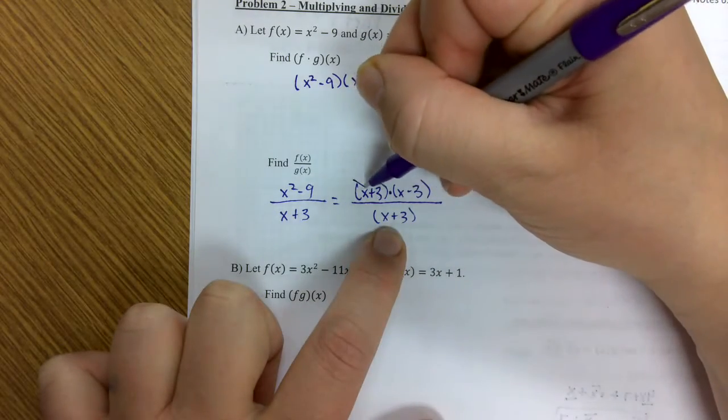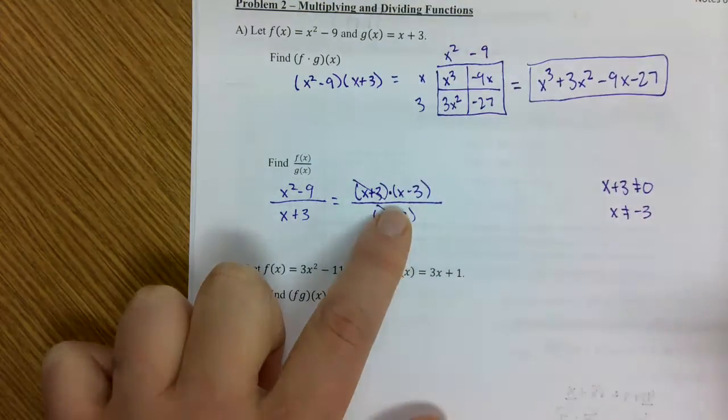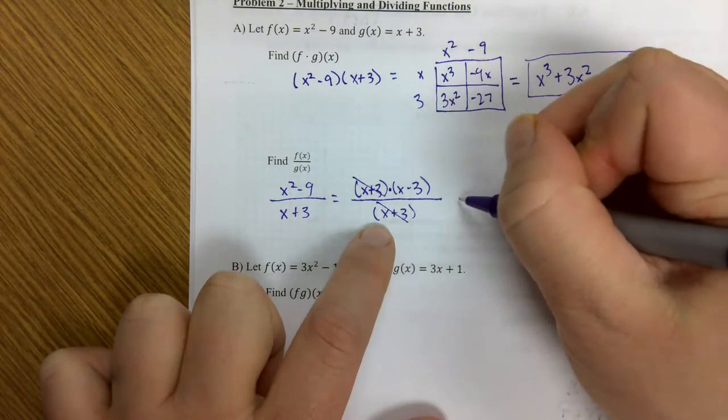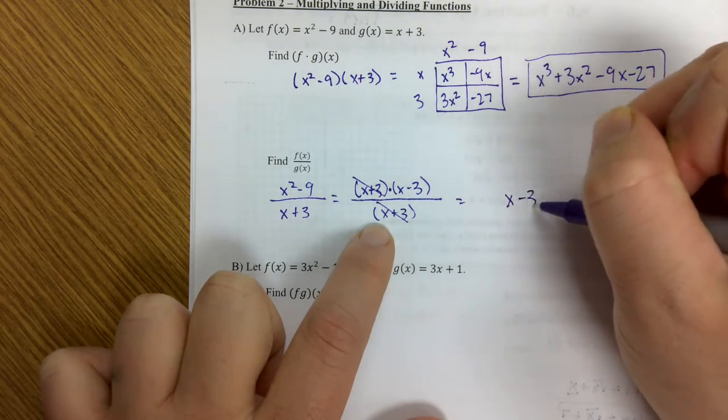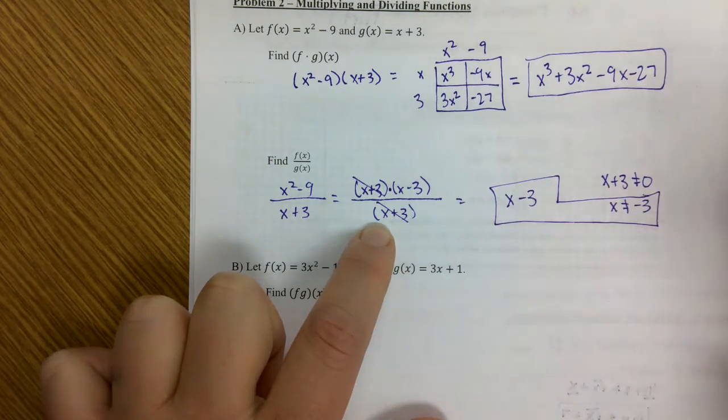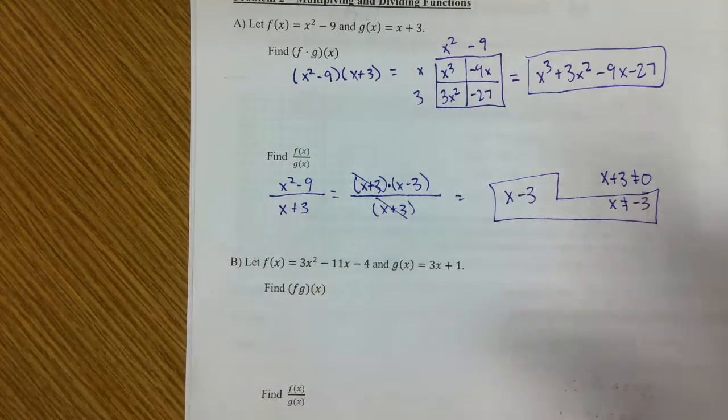But this whole thing is being multiplied by that whole thing. So I can cancel this out, just like if this was a 5 over a 5. So I'm left with just x minus 3. So you need to have x minus 3 as your answer with this restriction because of the bottom.